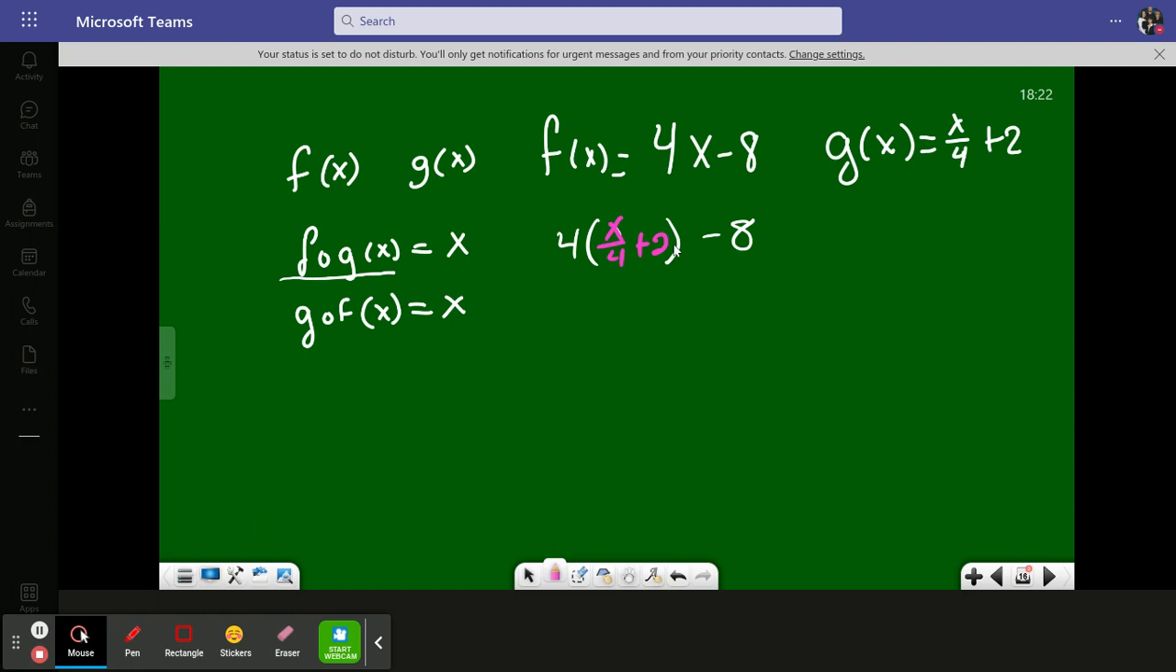F of g, I'm putting g inside of f. All right, what happens if I multiply times 4 and divide by 4? Cancel, so that's just an x, right? 4 times 2 minus 8. So that's just equal to x, right? So f of g of x simplified to x. Now see if g of f of x is going to simplify down to x. Find me g of f.